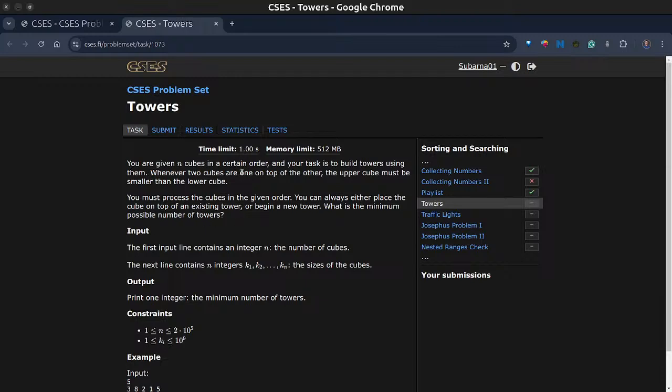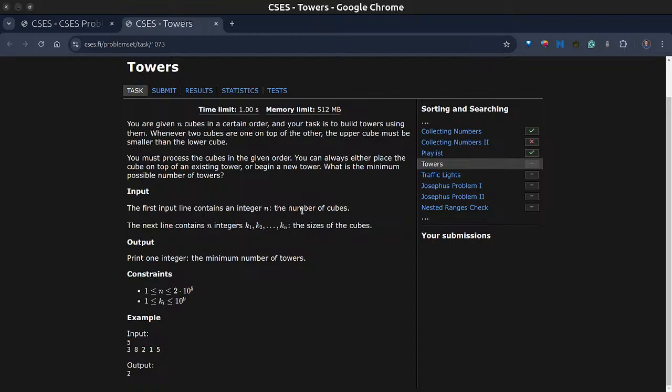You are given n cubes in a certain order. Your task is to build towers using them. Whenever two cubes are one on top of the other, the upper cube must be smaller than the lower cube. You must process the cubes in the given order. You can always either place the cube on the top of an existing tower or begin a new tower. What is the minimum possible number of towers? The first input line contains an integer n, the number of cubes. The next line contains integers k1, k2, ..., kn, the sizes of the cubes. Print one integer, the minimum number of towers.